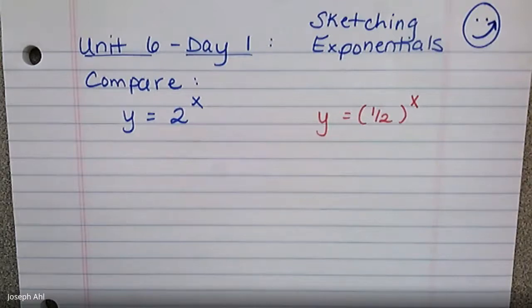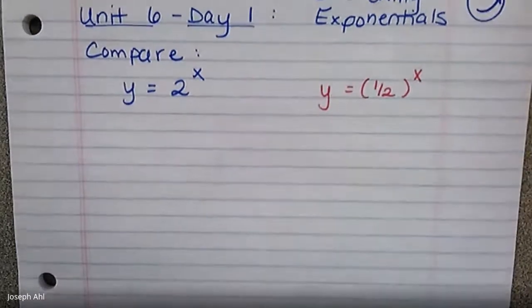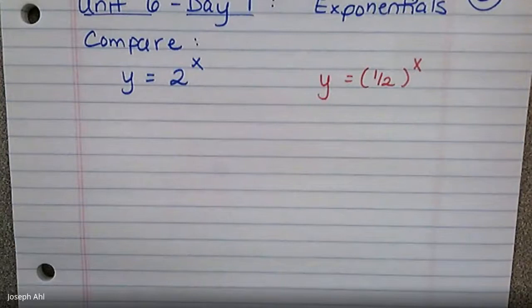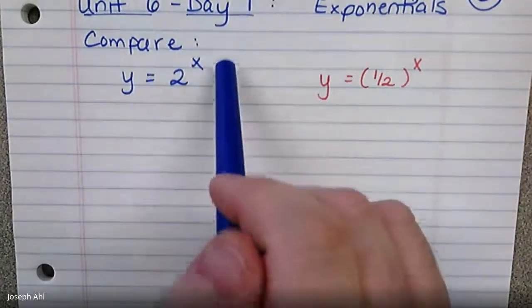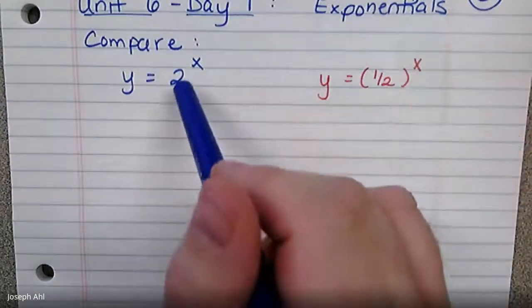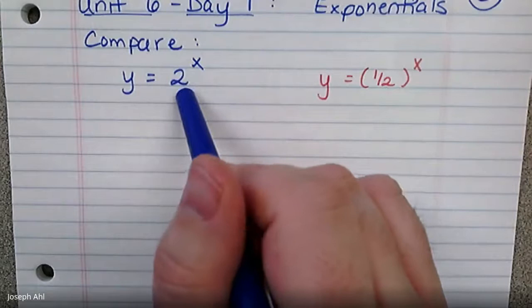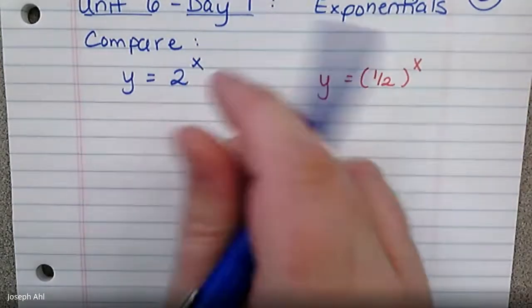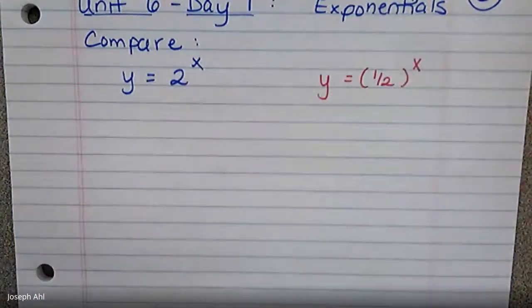So to get started, let's compare what the two graphs look like below for y equals 2 to the x and y equals 1/2 to the x. Exponential functions are, of course, when the x is up in the exponent. Seeing what that graph looks like is compared to when x is in the base of the function, right? So when x is up in the exponent, that's when we know we have an exponential function.